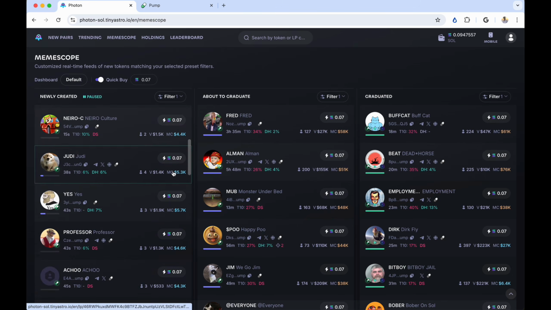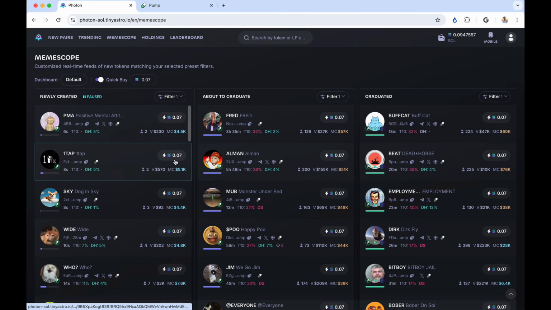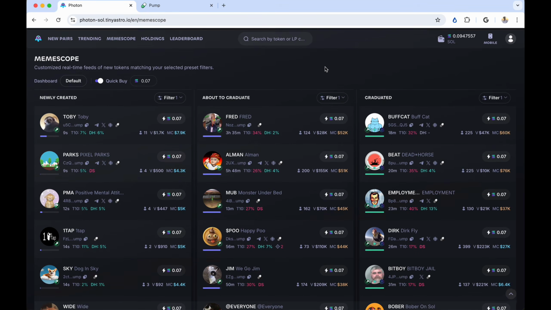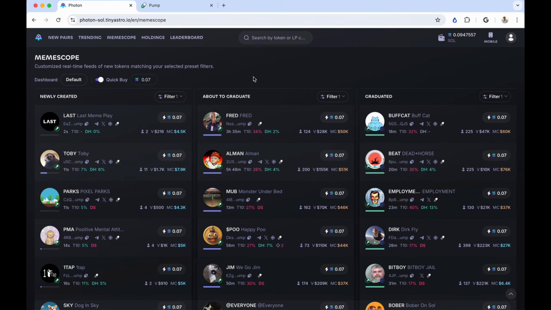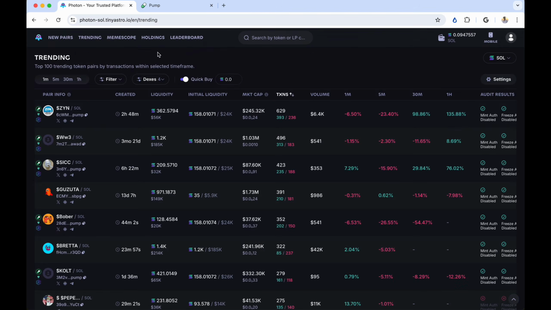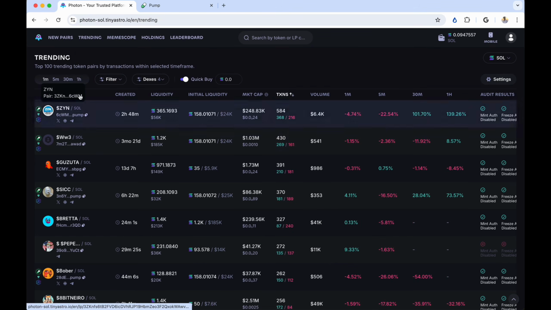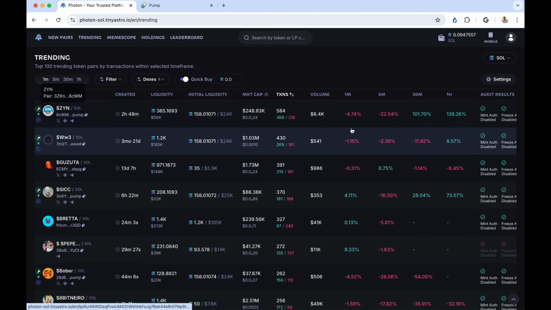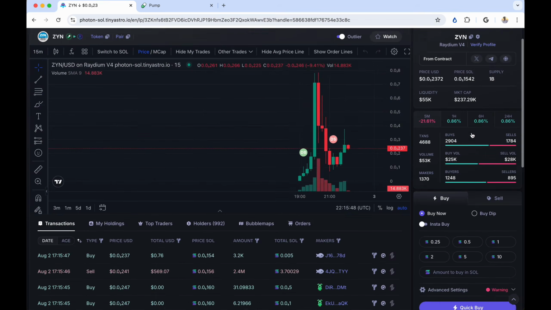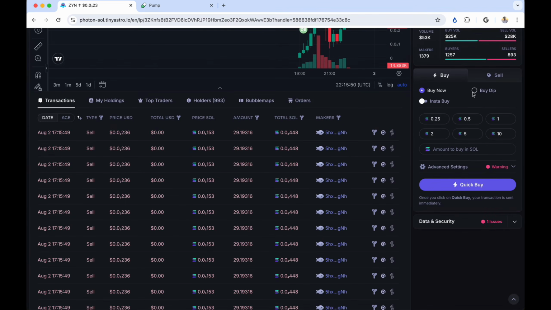Obviously, you shouldn't do this on every single coin. That's just too risky. I mean, if you want to sprinkle 0.01 Solana into every single coin, you can, but that doesn't really seem like the greatest idea ever. So other things that you can do as well, if you don't want to do meme scope, you can also look at trending. We can see Zinda Solana created here, and it's been doing quite well. So if I click on this, we could trade this if we would want to by quick buying, or also buy the dip.